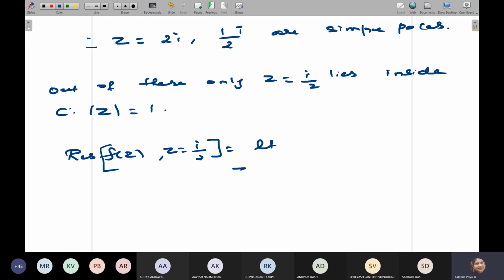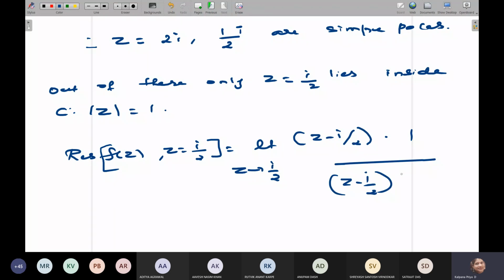So limit z tends to i by 2, z minus i by 2 into 1 by, I can write this as z minus i by 2 into z minus 2i. So these two will be getting cancelled. Now substituting here, i by 2 minus 2i. So 2 by minus 4 minus 3i. So minus 2 by 3i. Am I right?